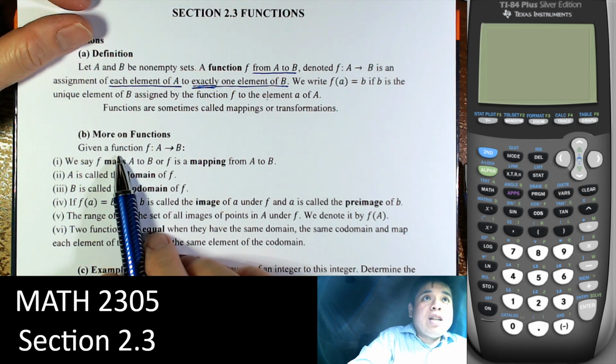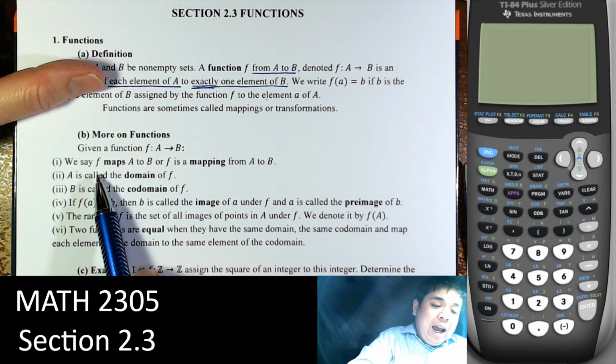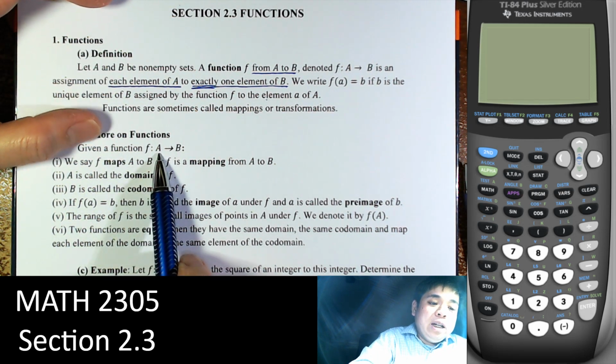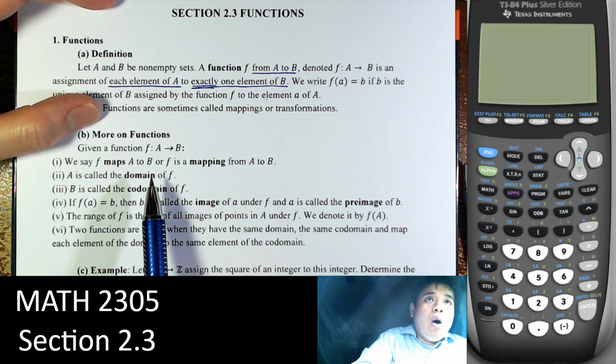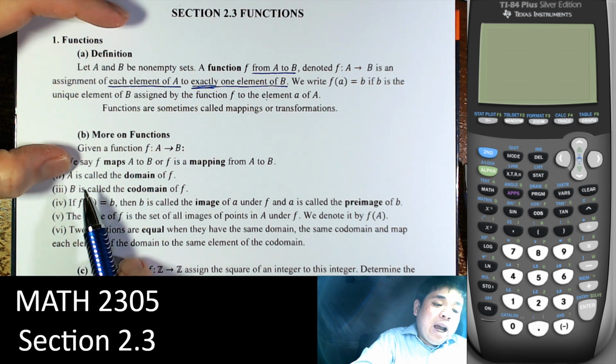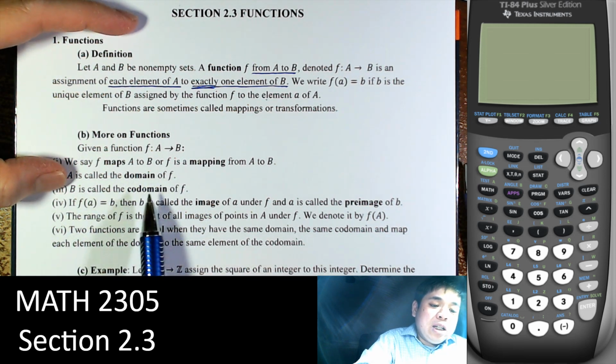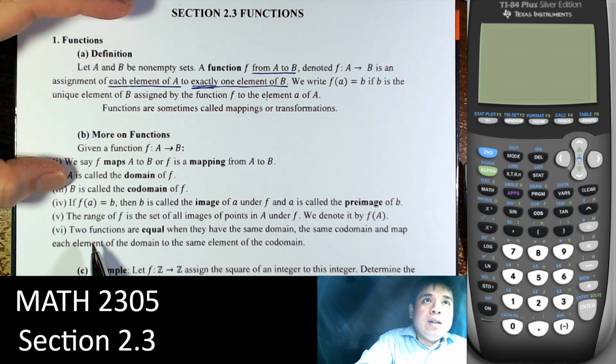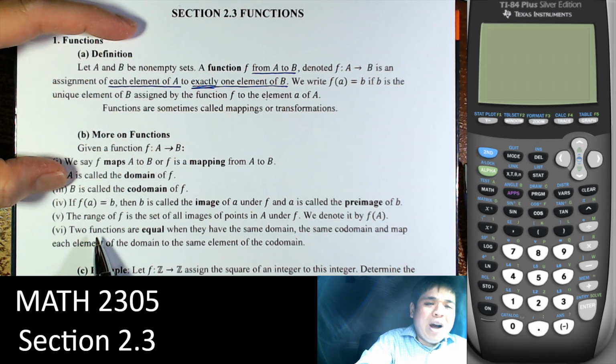Now we have more technical terms for a function. We say f maps A to B, so this is from A to B, or we say f is a mapping from A to B. It's just some terminology here. A is called the domain and B is called the codomain. Then you may ask why it's not the range. Well, we'll get to that in a minute.